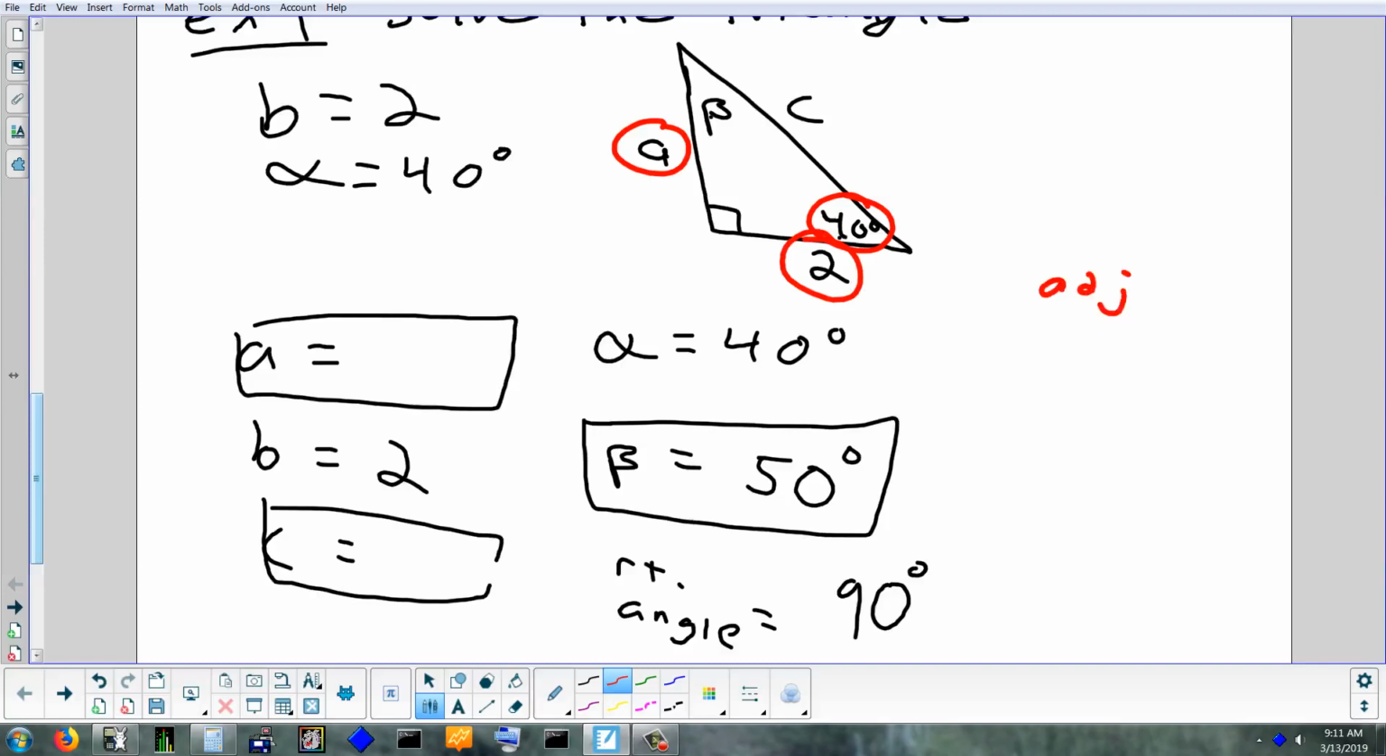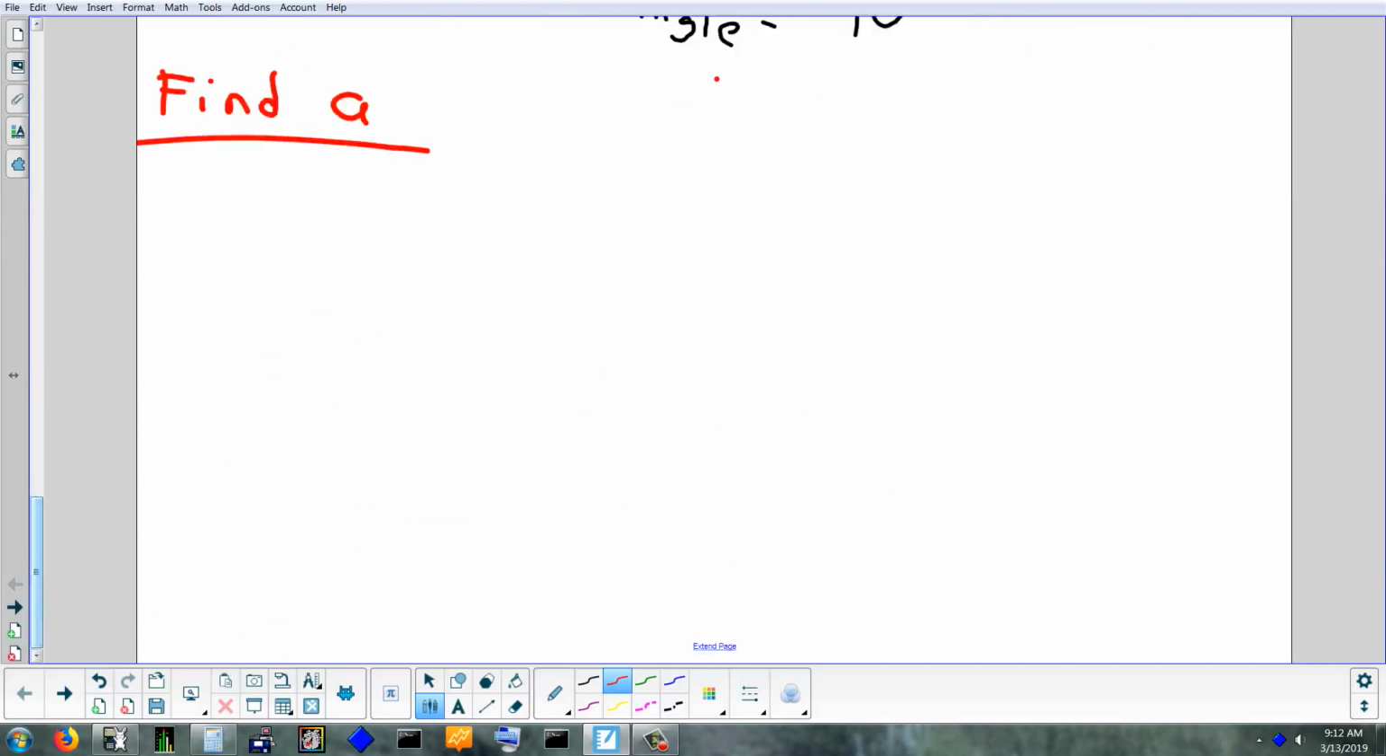So we've got adjacent, and we're trying to find A. Well, it's not the adjacent. That's 2. Is A the opposite or the hypotenuse? Opposite. It's opposite. So you're trying to figure out a trig function that has those 2 in it. And out of sine, cosine, and tangent, there's only one. Which trig function has opposite and adjacent? Tangent. Yep. So that's the function you need to use.